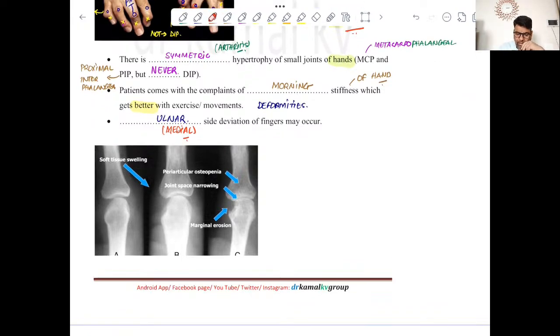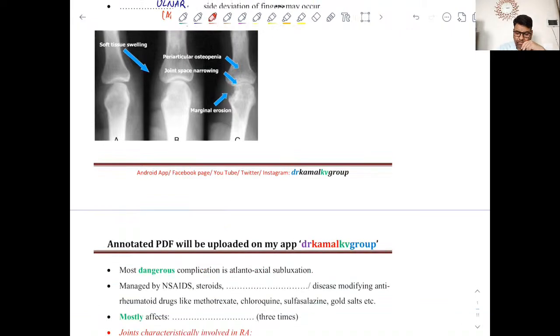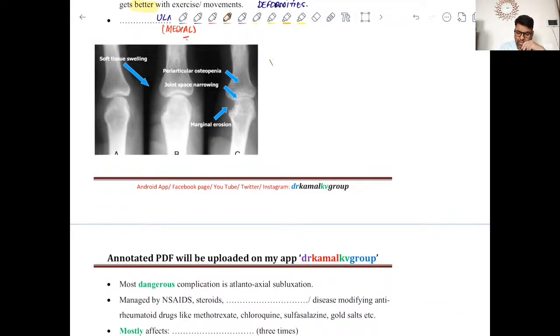Now on X-ray, you will see few important points. One is, because it is an inflammatory pathology, the classical description is juxta-articular osteopenia.